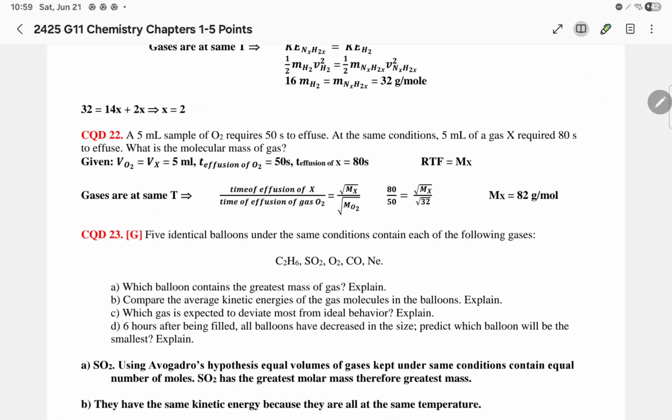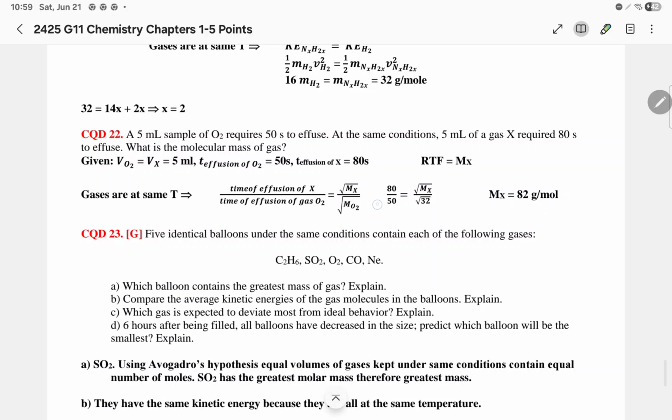A 5 milliliter sample of O2 requires 50 seconds to effuse. At the same conditions, 5 milliliter of gas X requires 80 seconds. What's the molecular mass of the gas? Now we know we need to find the rate, or time of effusion, as we could say. So the time of effusion is 80 and 50 seconds. 80 is for gas X, equals the radical of the molar mass of X, and the time for O2 equals the radical of the molar mass of O2.